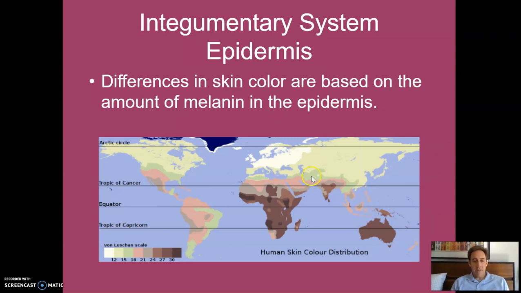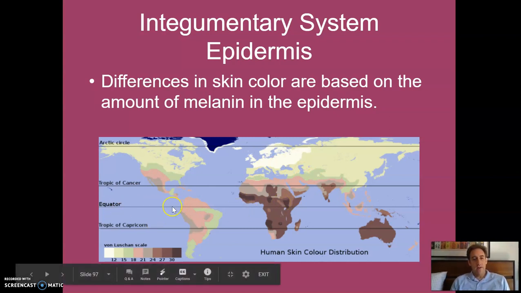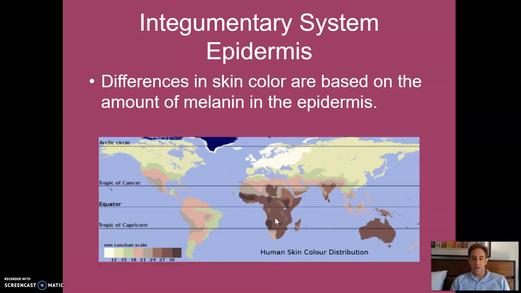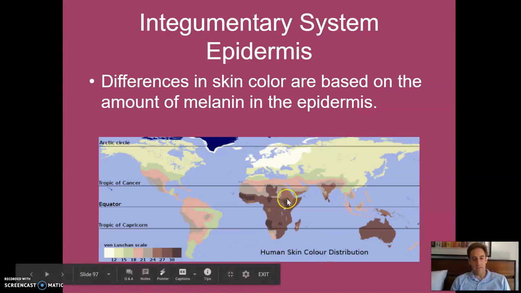Well, if we look at a map of the globe, what we find is that sun exposure is different in different parts of the world. So here near the equator, that is where the sun exposure is most intense. And so people whose ancestors evolved near the equator had more sun exposure. So the risk at this point was too much sun exposure. And so these people evolved to have darker skin, more and more melanin, to protect against that UV light exposure.